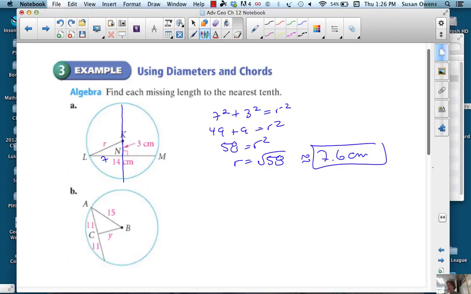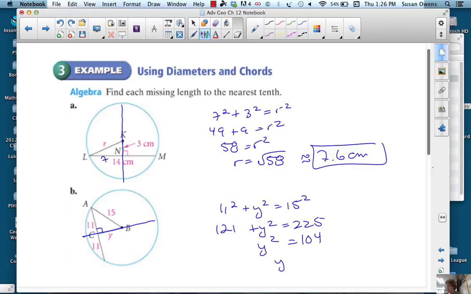And for the second one, if I follow that out, that's a diameter. It bisects the chord, so I know it's perpendicular, so I can use the Pythagorean theorem again. So I can say that 11 squared plus y squared equals 15 squared. So 121 plus y squared equals 225. Y squared equals 104. y equals the square root of 104. And so about 10.2. And for this one, no units, so we'll call it units.